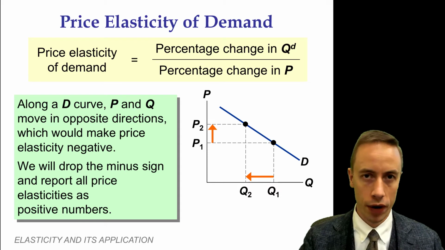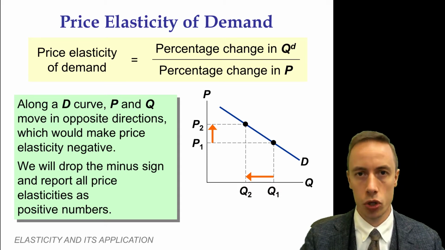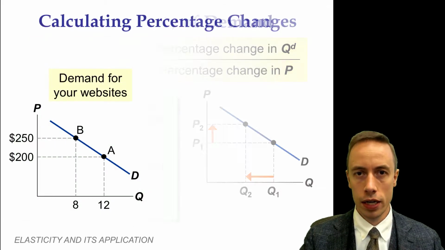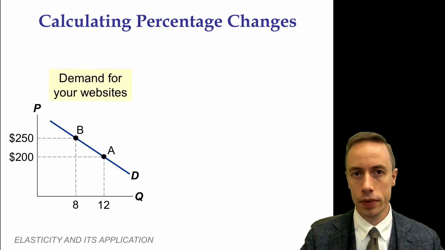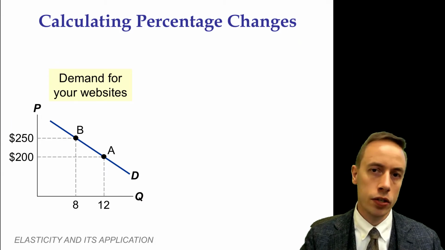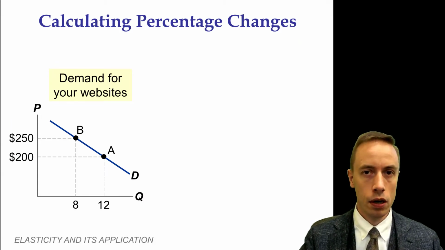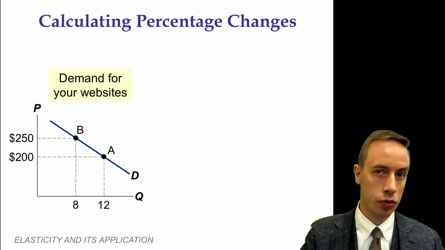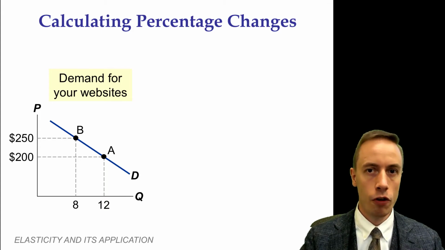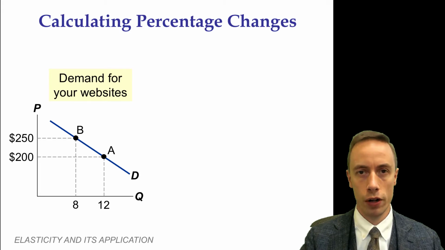Usually you won't be provided with what the percentage change in quantity and price are. So let's retool this example a little bit. Let's instead say that when you raise the price of your website from $200 to $250, the number of units you sell falls from 12 to 8. Now let's calculate these percentage changes manually.